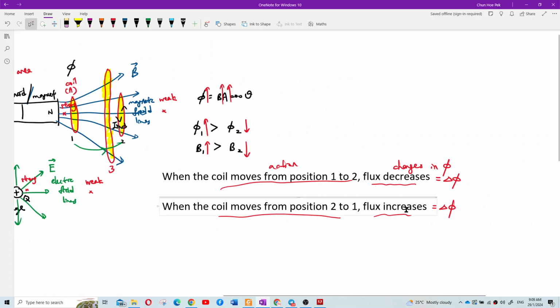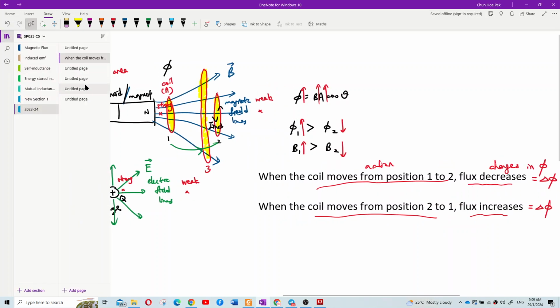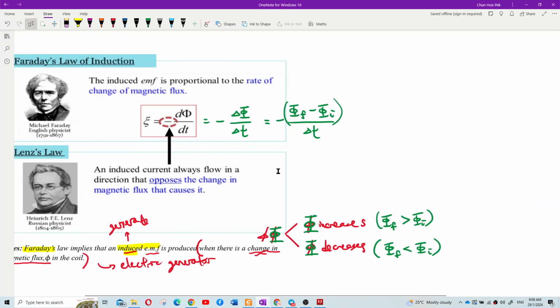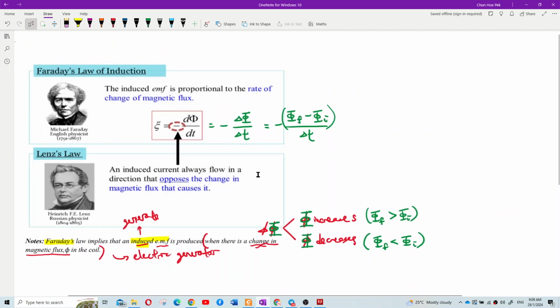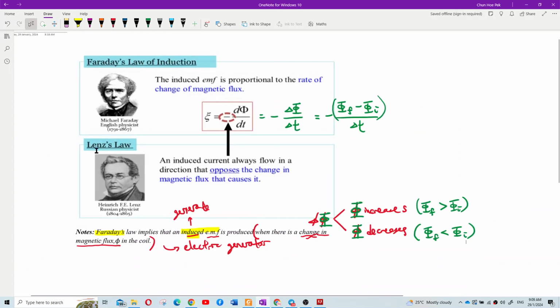Okay, class. Now, this is about Faraday. Now, Lenz's law is about the directions. Dia kata induced current always flows in a direction that opposes the change in magnetic flux that causes it.